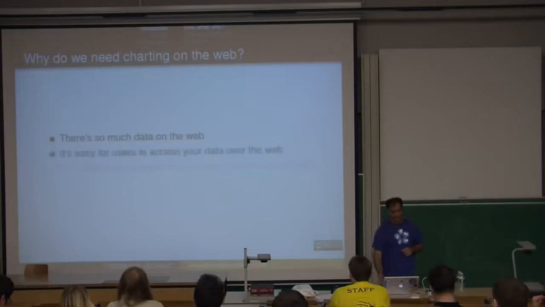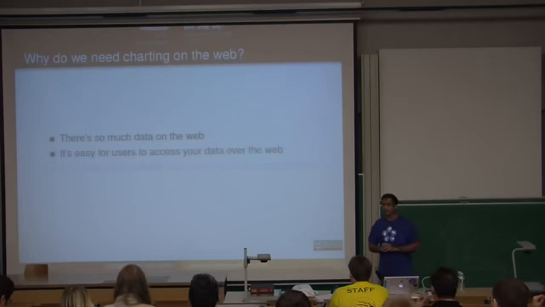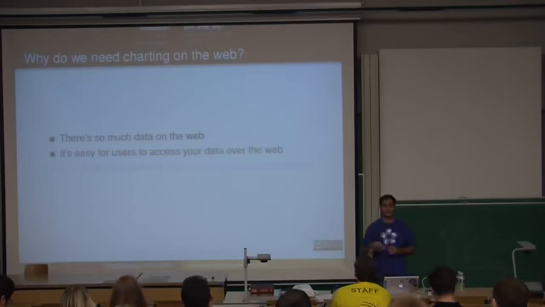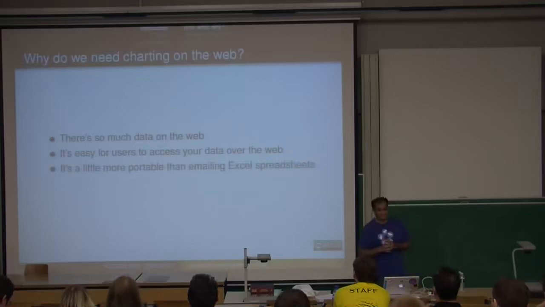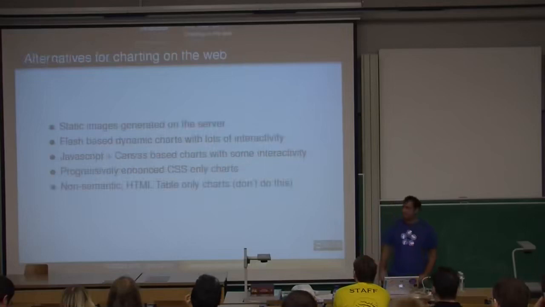The data I need is also on the web. It's easy for me to send users to a particular page. I just send them a URL, they get it. And if I find a bug there, I can fix it without actually having to send them a new URL. So they get that data out. And it's a little more portable than my manager sending me an Excel spreadsheet that I can't open. So that's why I get charts on the web.